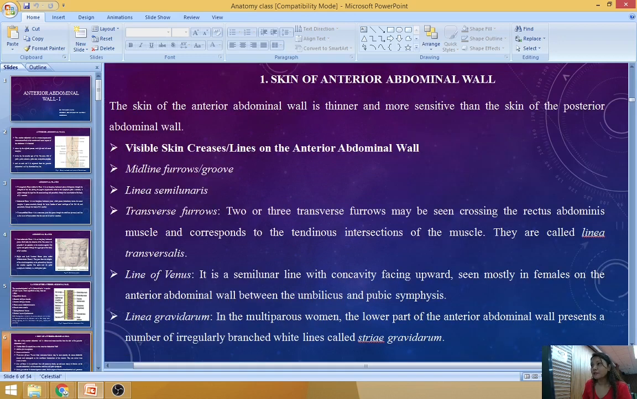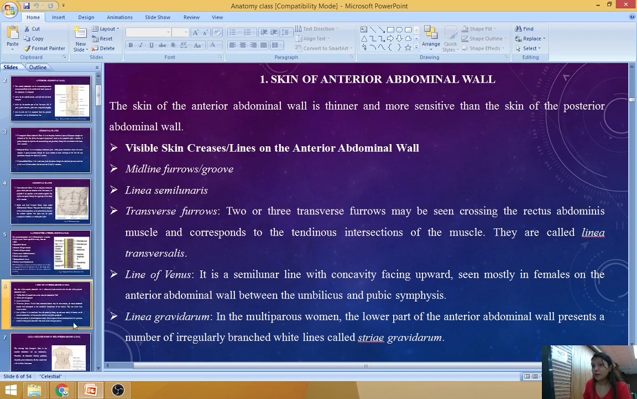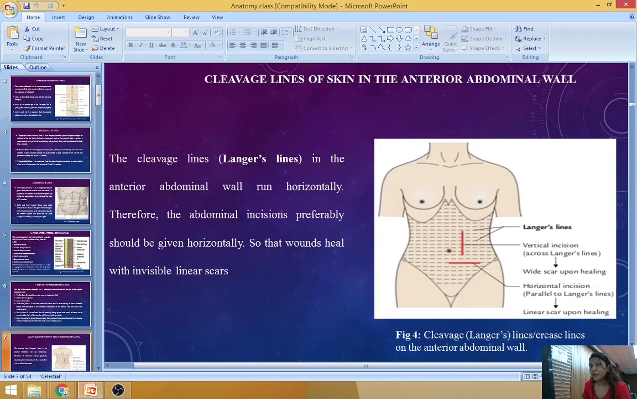Okay. Next, we are coming to the skin. In the skin, we have many landmarks. We have visible skin crease, midline furrows, linea semilunaris, transverse furrows, line of venous, linea gravidarum, which is prominent in the multiparous. But what is more important in skin is the cleavage lines, known as Langer's lines in the anterior abdominal wall. You can see these horizontal lines. These are known as the cleavage lines.